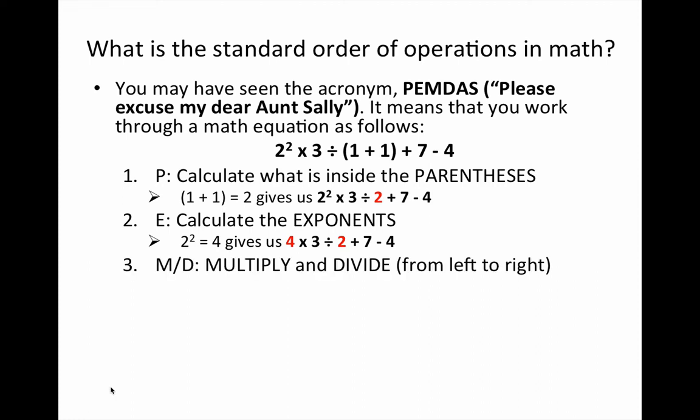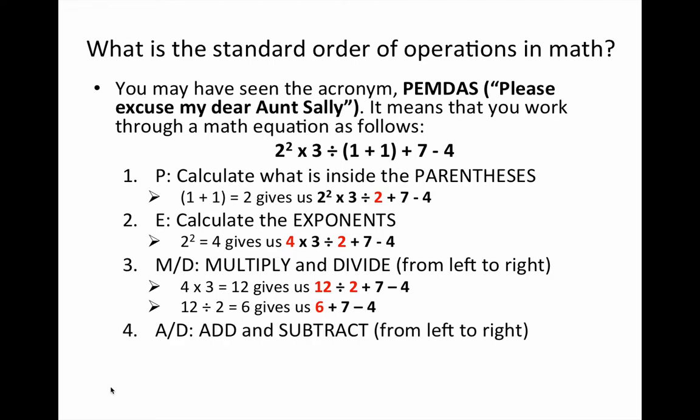Next, in order of operations from left to right, you will multiply and divide, or if the division symbol comes first, you'll perform that operation first. Again, you're working from left to right. So 4 times 3, since that comes first from left to right, of the two operations, multiplication and division, means that you've got 12. Then 12 divided by 2 gives you 6.